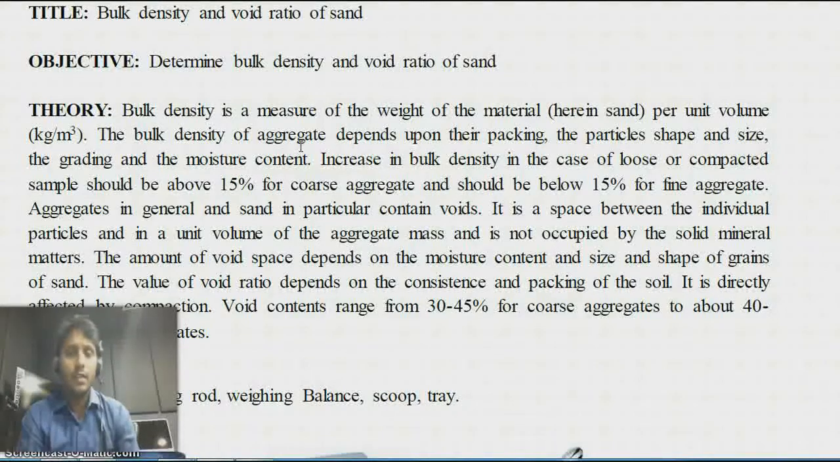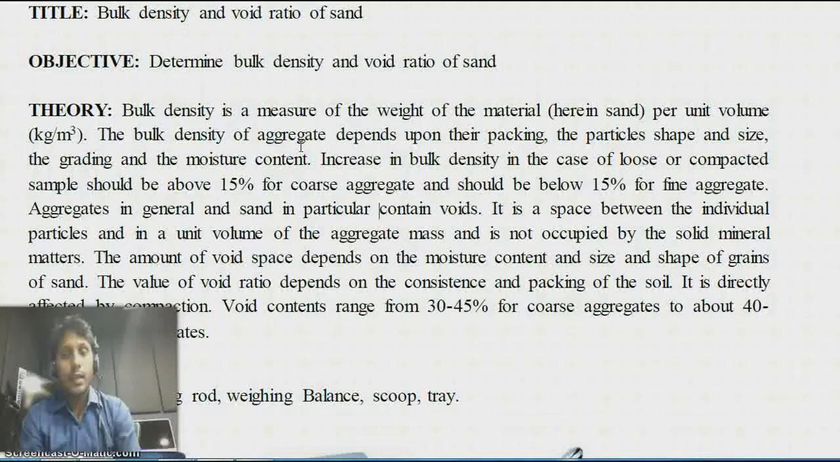Aggregates are formed due to many weathering actions from long years back, so the bulk density depends upon the packing, the particle shape and size, the grading and the moisture content. This is the natural moisture content in the particles or in the sample. The increase in bulk density in the case of loose or compacted sample should be above 15% for coarse aggregate and should be below 15% for fine aggregate.